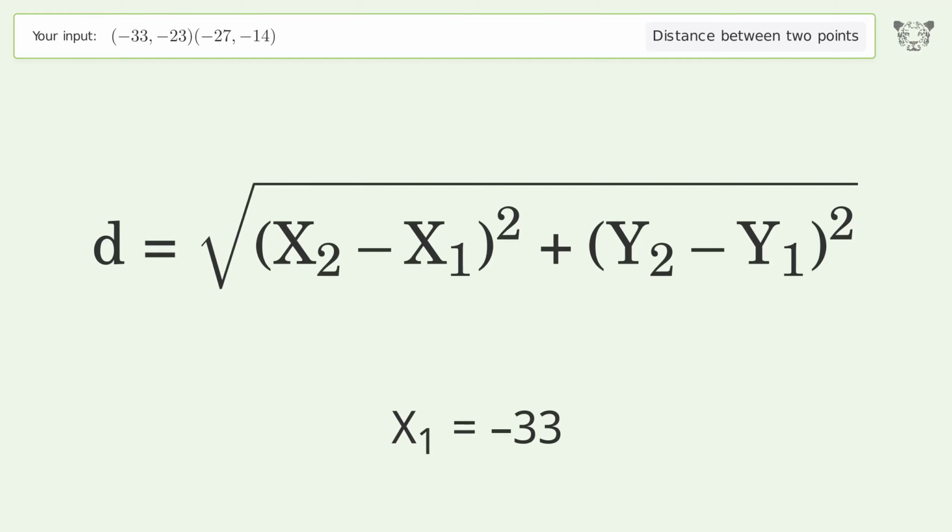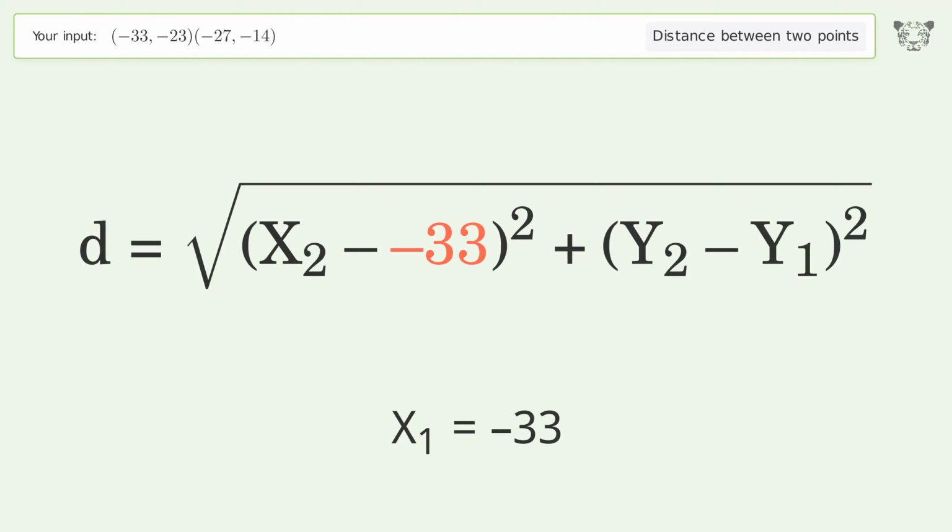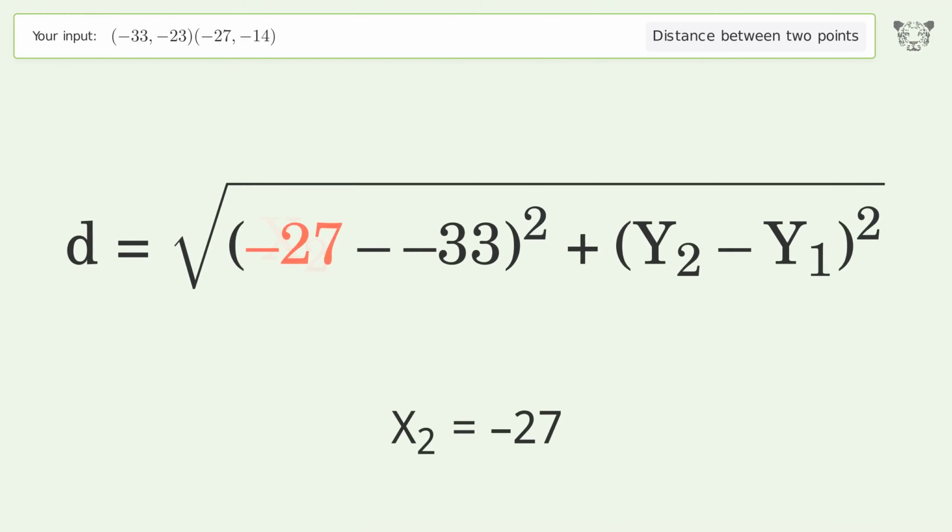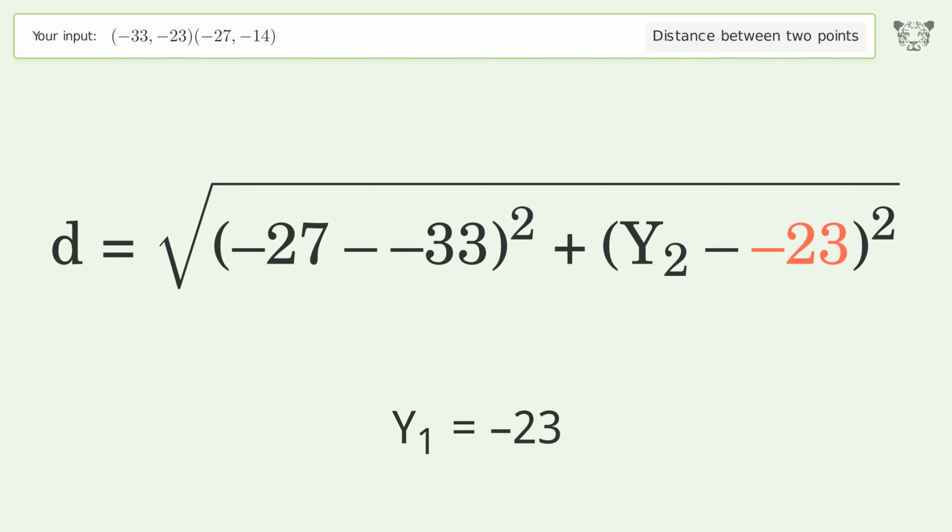x1 equals -33. x2 equals -27. y1 equals -23. y2 equals -14.